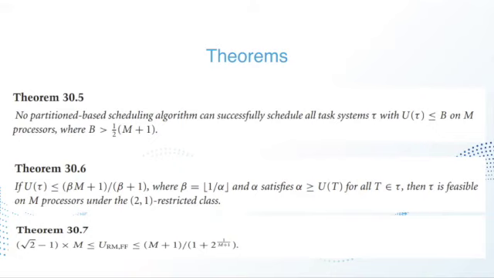Here's also Theorem 30.7. The square root of 2 minus 1, times m, is less or equal than U_RMFF, which is less or equal than (m+1)/(1+2^(1/(m+1))). The task systems in which the total utilization does not exceed the square root of 2 minus 1 times m are schedulable using RMFF. This value is significantly small. RM is still popular because of its simplicity and predictability under overload.